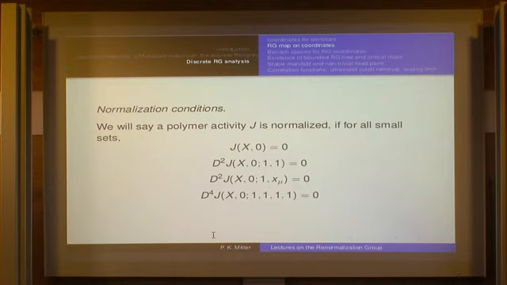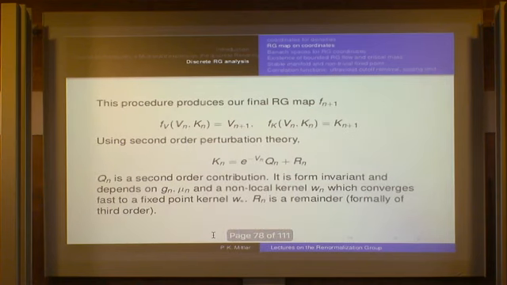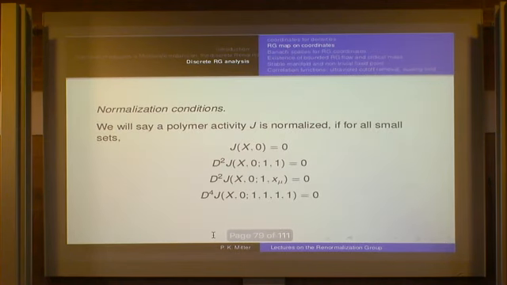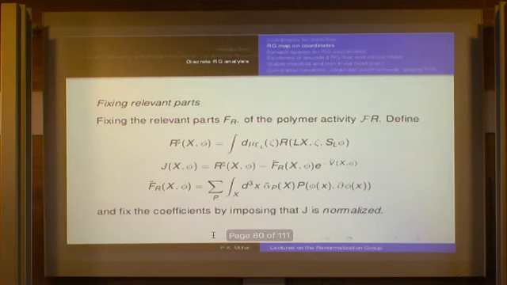Okay, so these are normalization conditions. I had to fix these, the J's, which are the subtracted, well, okay, for any polymer activity J is normalized in that way. If it's normalized at all, those are the normalization conditions. And then we will apply this to this thing.